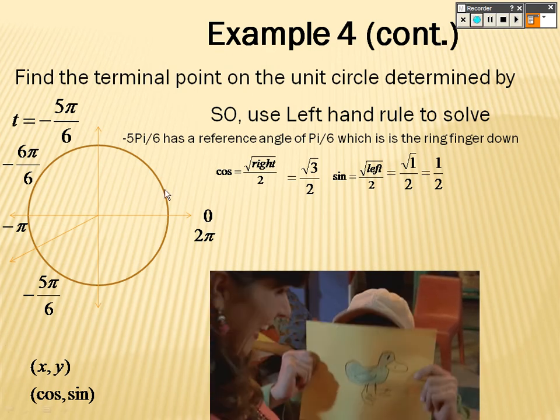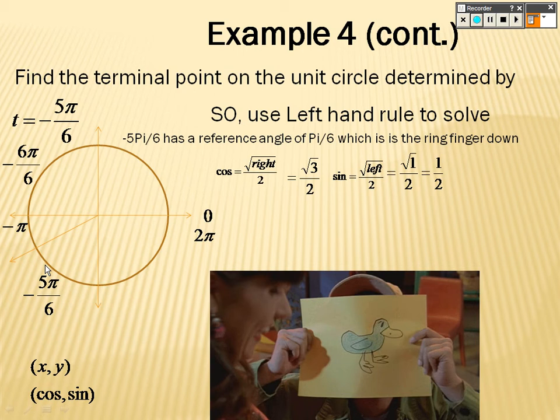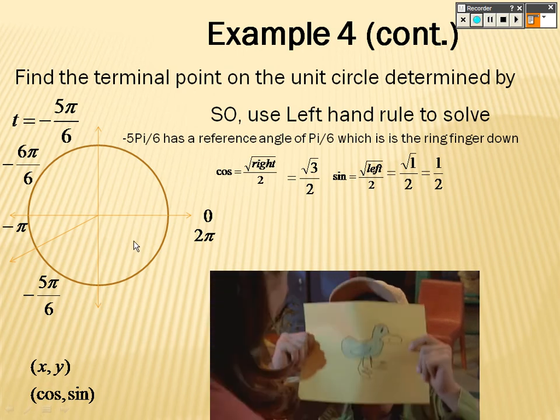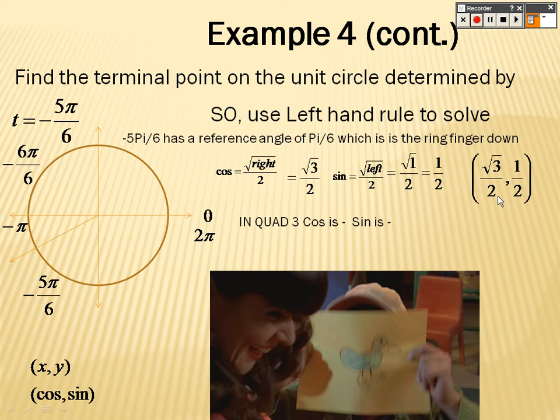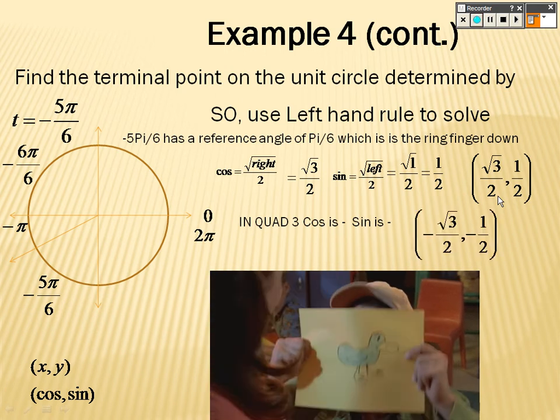So in this quadrant, all students take. The only thing positive in this quadrant is tangent, which means both of these need to be negative. So it would be negative root 3 over 2 and negative 1/2.